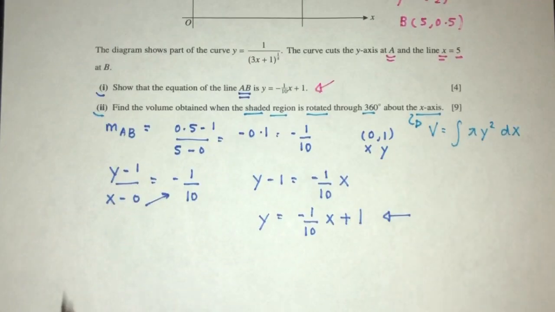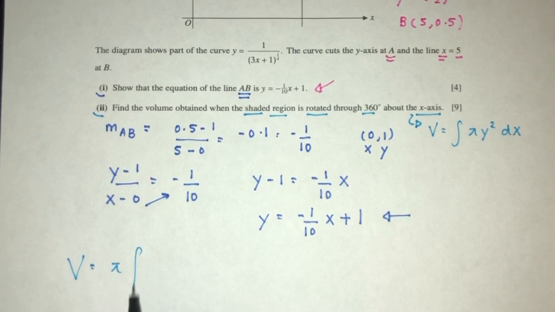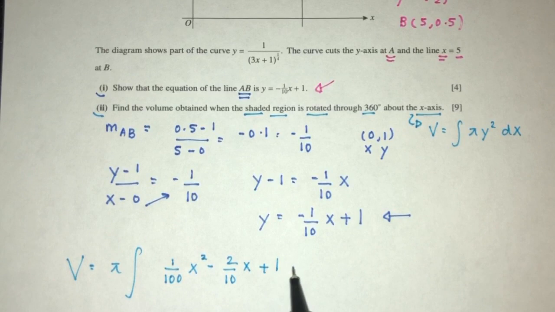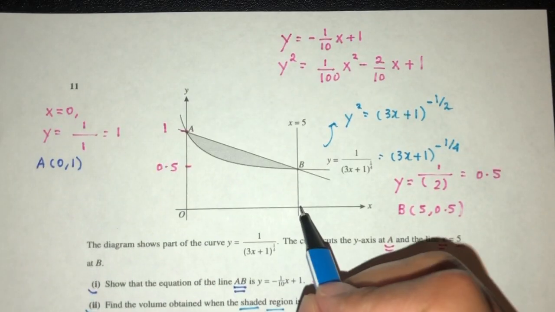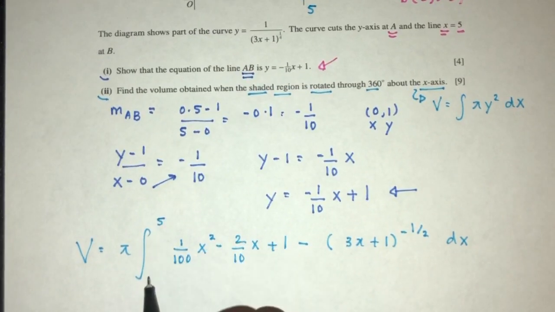So we'll take the line first, volume. Pi will be outside obviously. So we take the line first. The line is 1 over 100 x minus 2 over 10 x plus 1. Then minus the curve, which is 3x plus 1 to the power, this by dx. The limits, as we can see, it is very simple. It is 0 and 5, right? Given to you.